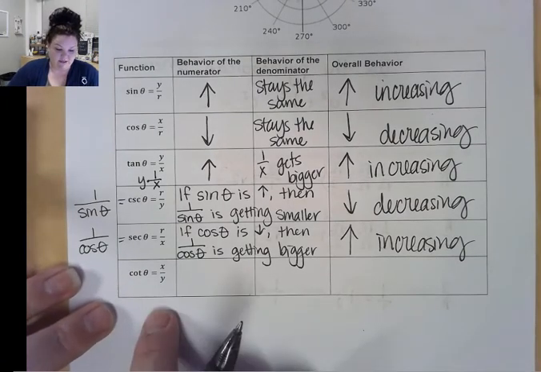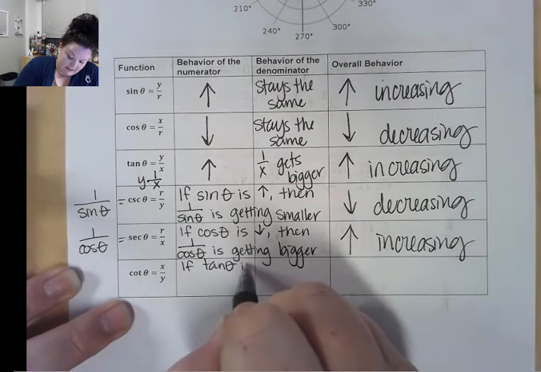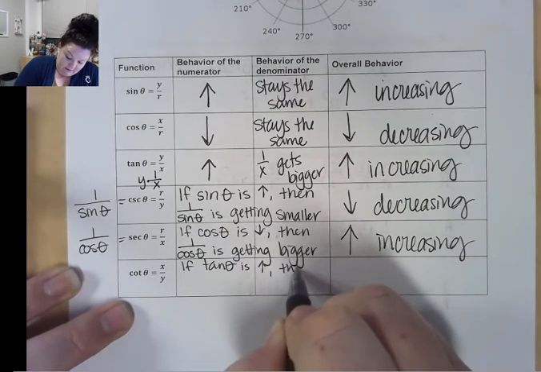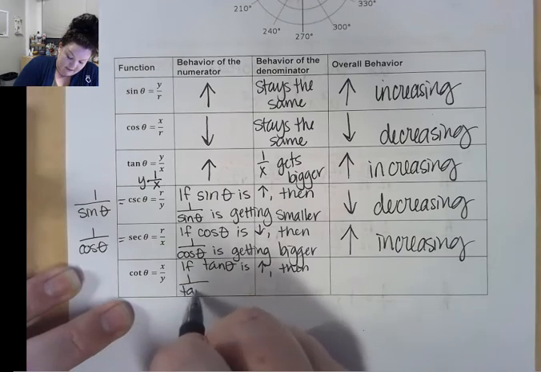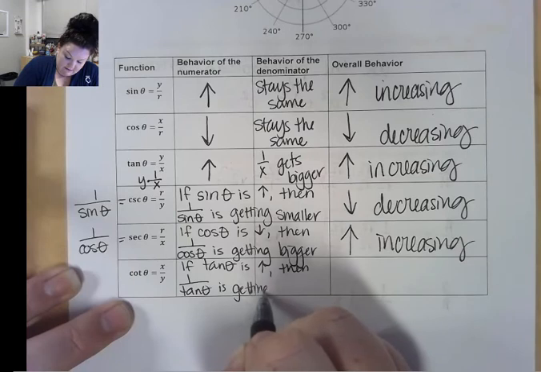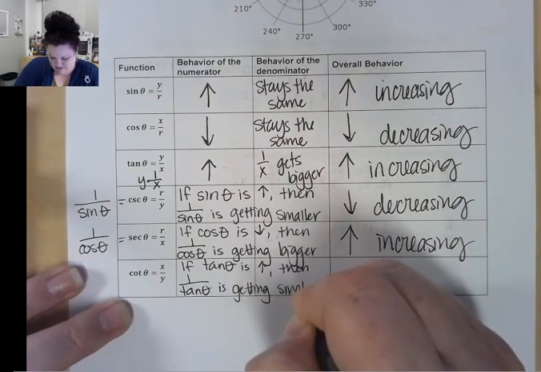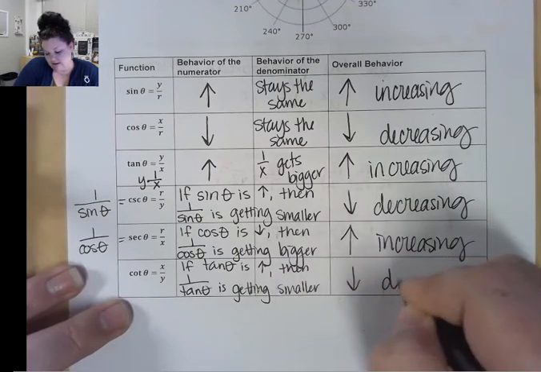Okay. And then cotangent, same idea. If tangent theta is increasing, then 1 over tangent theta is getting the opposite, right? Smaller. So this is going to be decreasing.